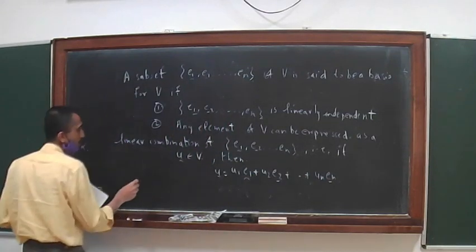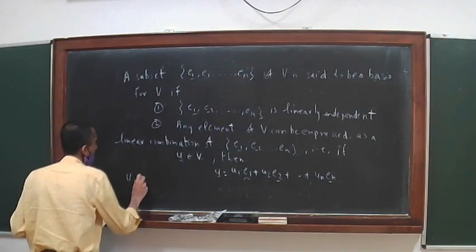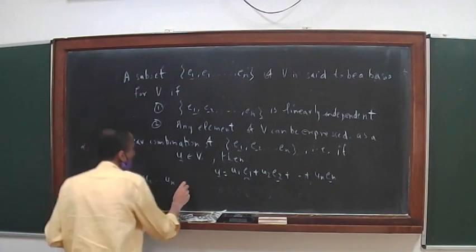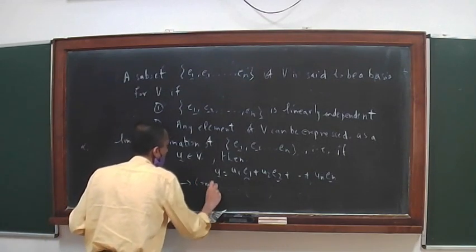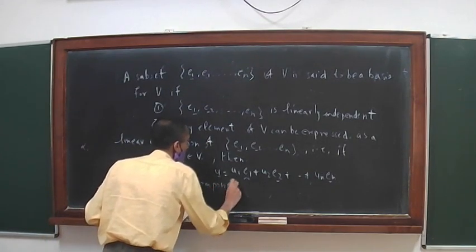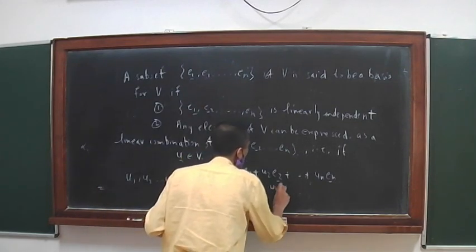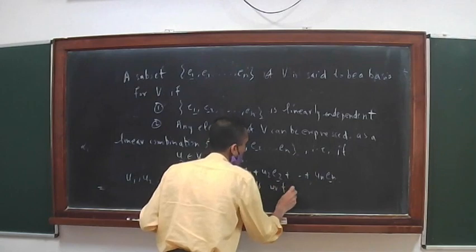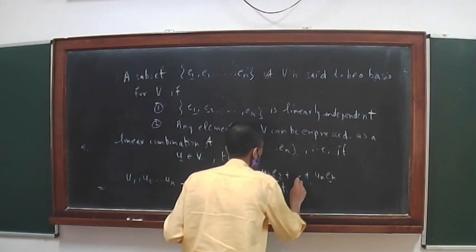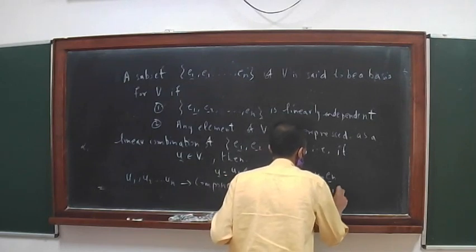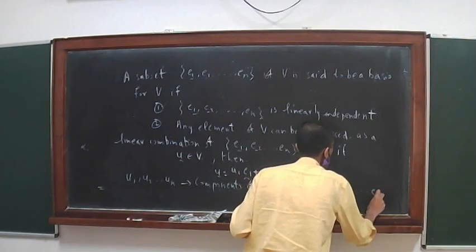Okay, so these U1, U2 and so on up to UN are known as the components of U with respect to the basis. So all these statements are very, very important. Please note that with respect to the basis E1, E2, and so on up to En.